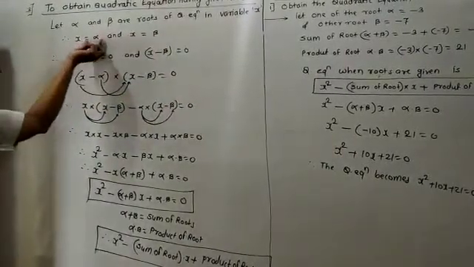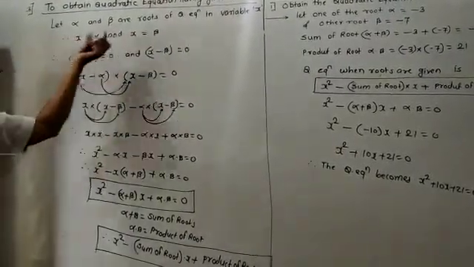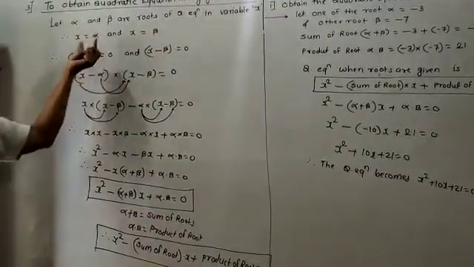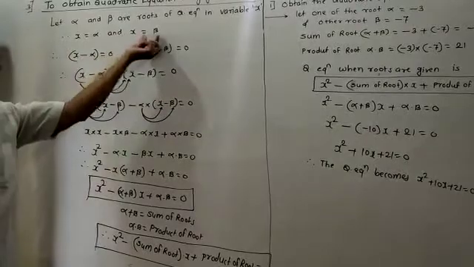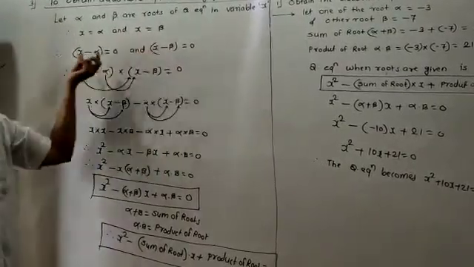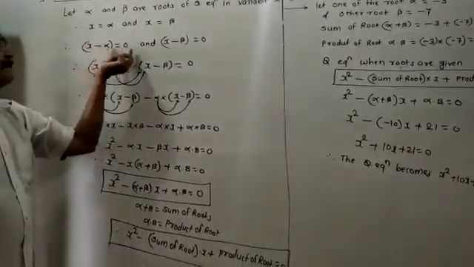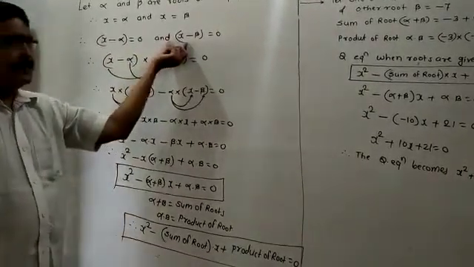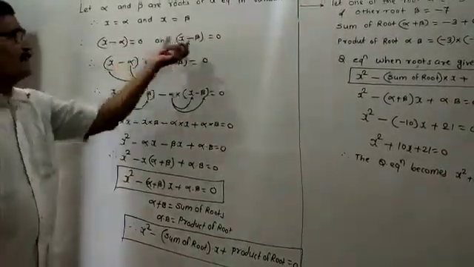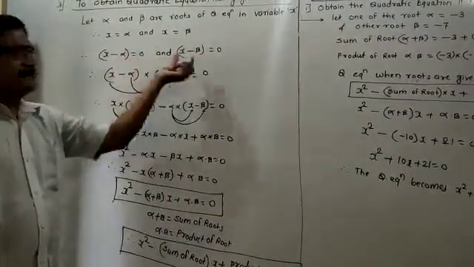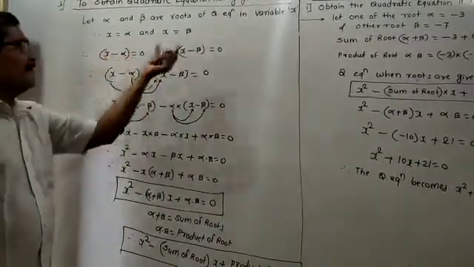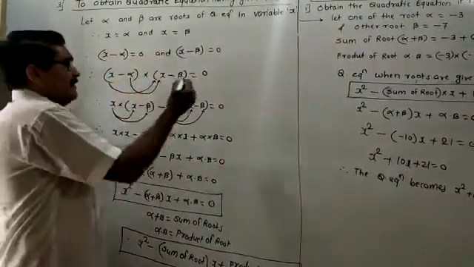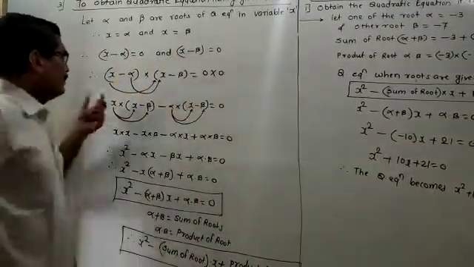You have to transpose this alpha from right to left, and transpose this beta from right to left. At that time plus alpha becomes minus alpha, plus beta becomes minus beta. That's why x minus alpha is equal to 0 and x minus beta is equal to 0. These are the two equations. Within these two equations you have to multiply the left hand side by the left hand side and the right hand side by the right hand side. Then let us see what will come.